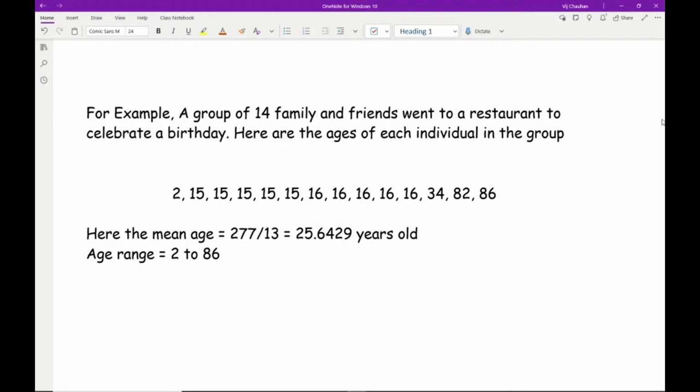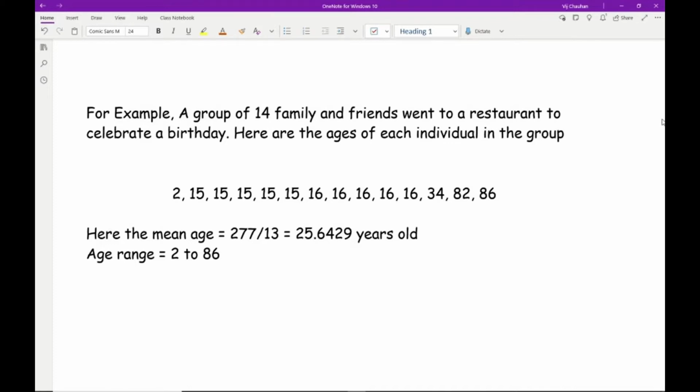But if you take a closer look at the actual numbers, you can see quite vividly that for whoever's being celebrated, we've got a lot of 15 and 16-year-olds in there. So you would expect whoever's birthday it is to be around about 15 or 16. You can also see that a bunch of about 4 people, again, the majority of the people in this party are around the ages of 15 to 16. So you would expect a more average age to be closer to 15 to 16 than the actual calculated mean, which is 25.6. And this is why we talk about analysing the data.